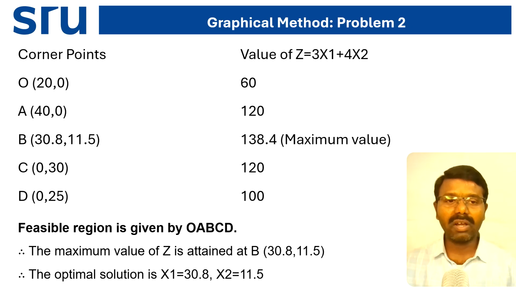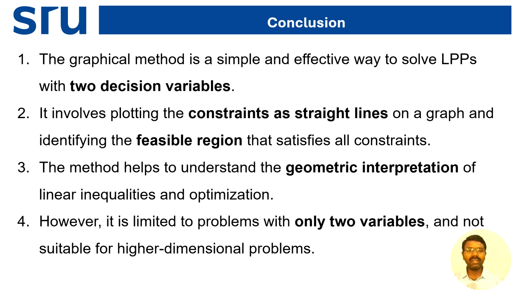So let me conclude. The graphical method is a simple and effective way to solve LPP problems with two decision variables. It involves plotting the constraints as straight lines on a graph and identifying the feasible region that satisfies all constraints. The method helps to understand the geometric interpretation of linear inequalities and optimization. However, it is limited to problems with only two variables and is not suitable for higher dimensional problems.